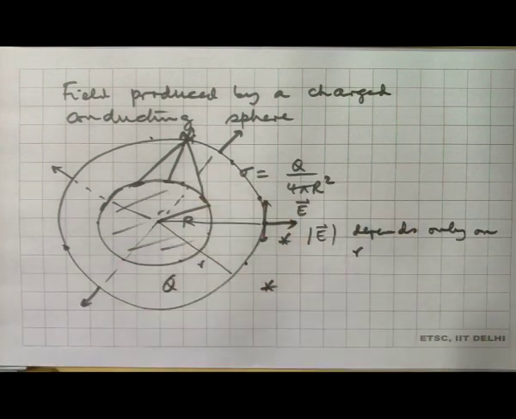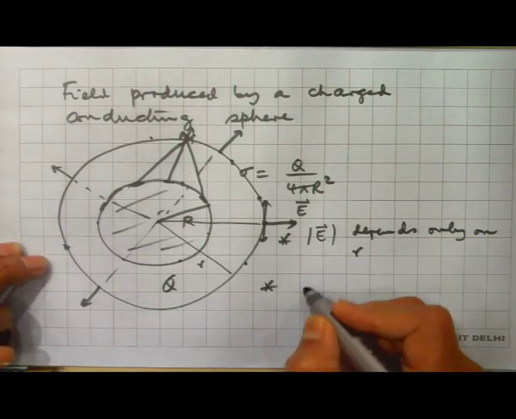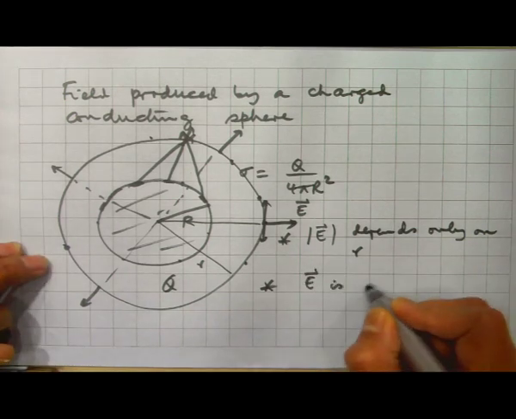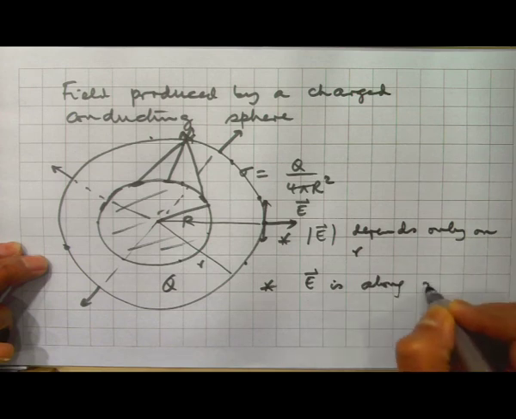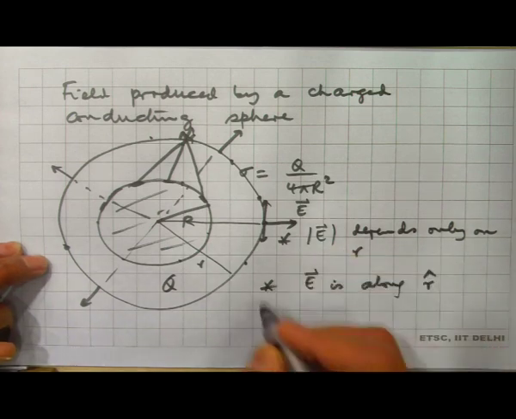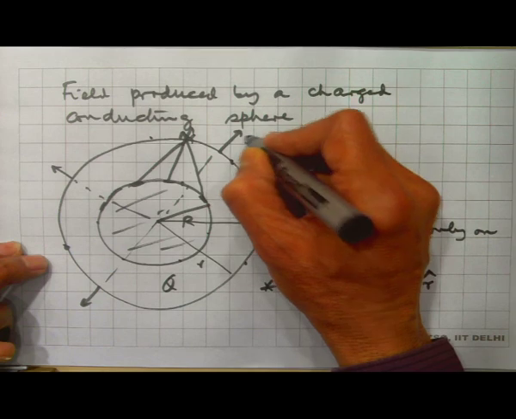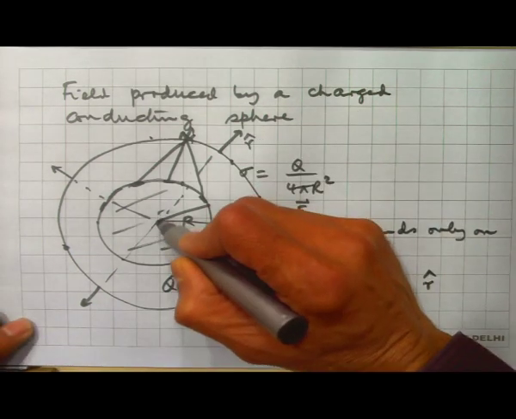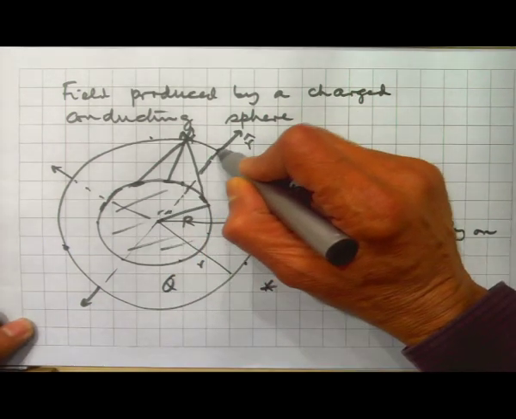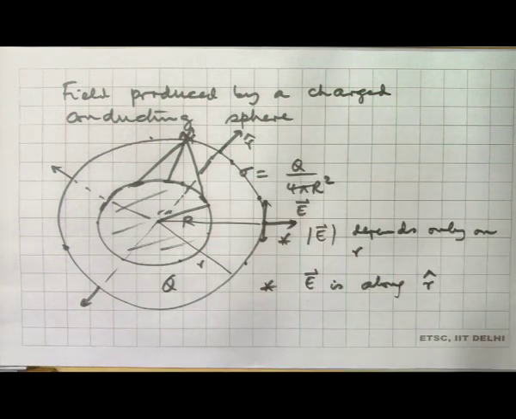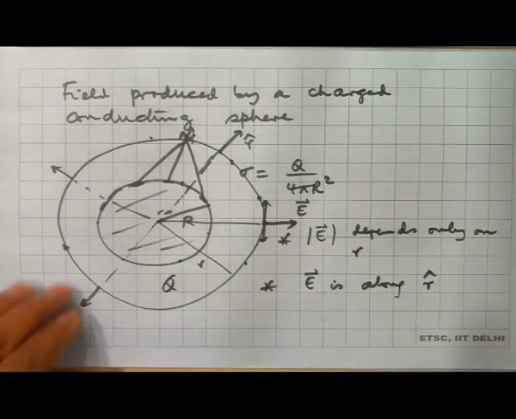Now, having this information, I can write here E is along r cap. So, r cap is the direction, the radial vector direction. This is r cap, the unit vector joining the center of the sphere to any point here. Remember, we had introduced this in Coulomb's law.